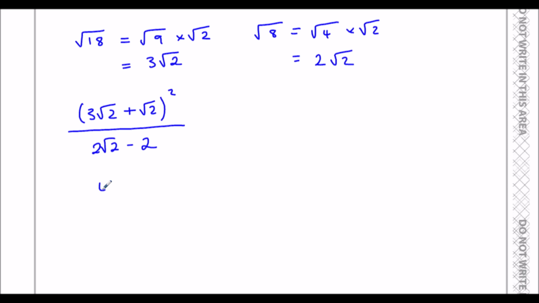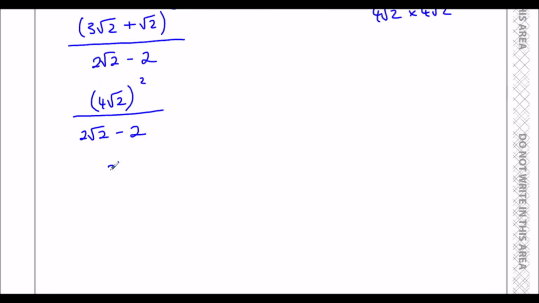So I've got 4 root 2 squared on top over 2 root 2 minus 2 on the bottom. And I can square the top as well. 4 root 2 times 4 root 2. 4 times 4 is 16. Root 2 times root 2 is 2. So 16 times 2 is 32. So I've got 32 over 2 root 2 minus 2.